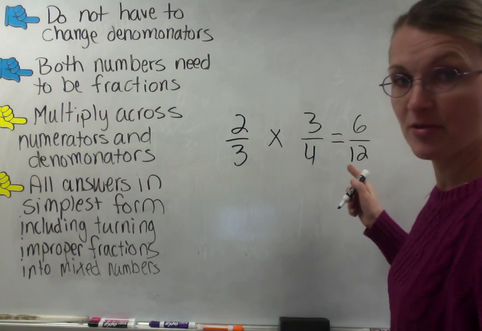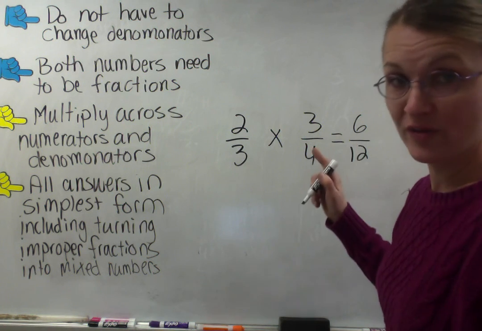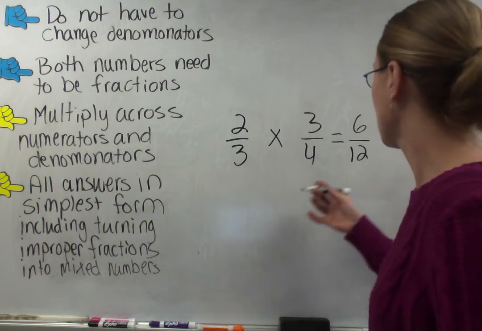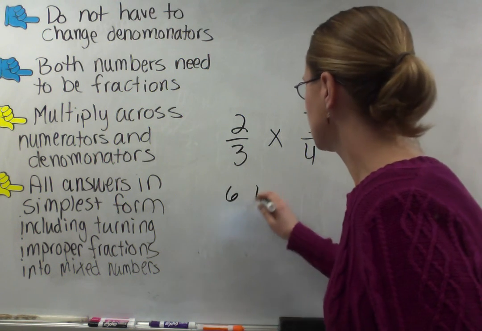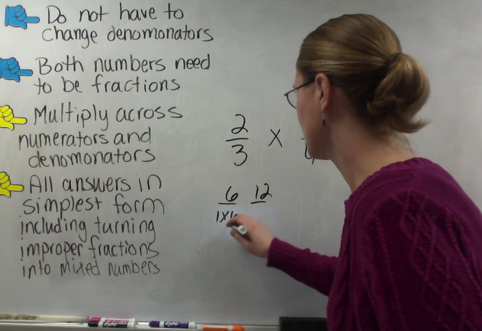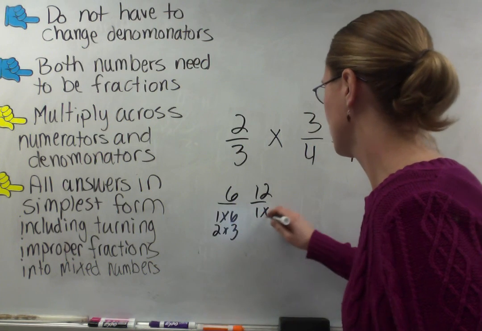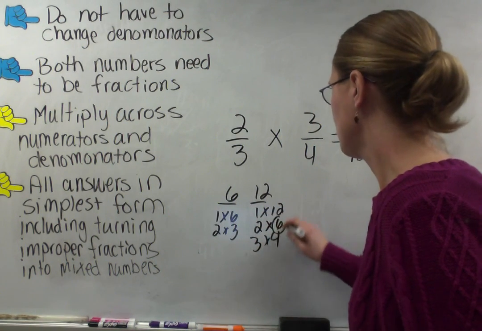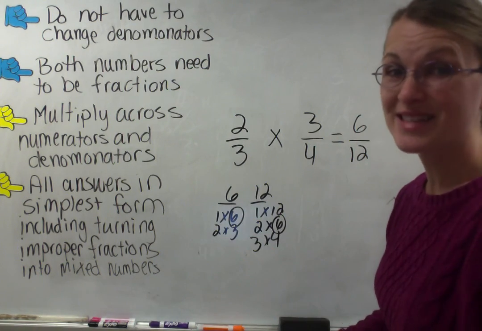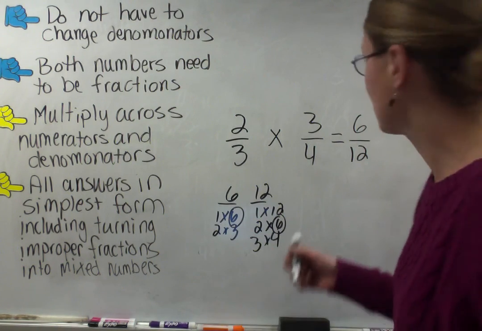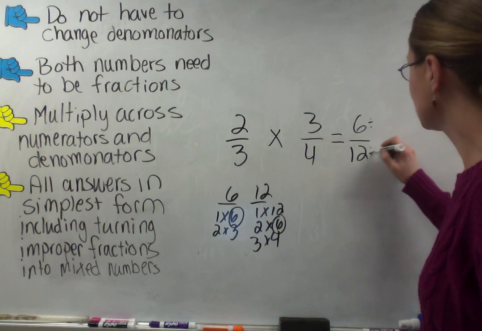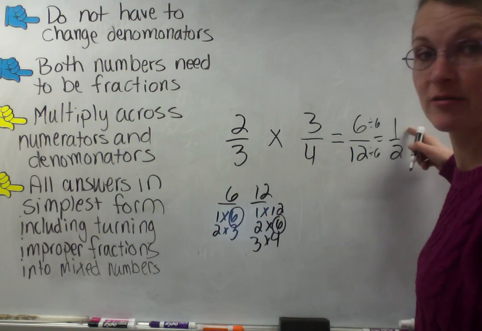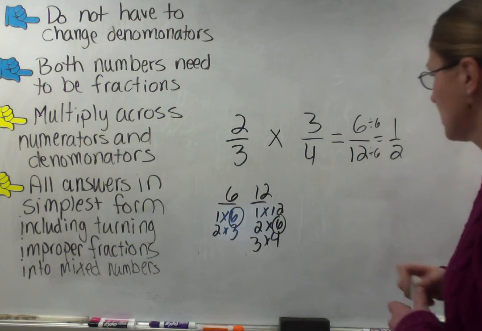So is there a number that both 6 and 12 can be divided by? Hopefully you know that they can both be divided by 6. And if not, you're going to find their factors, okay? So 6 and 12: 1 times 6, 2 times 3; 1 times 12, 2 times 6, 3 times 4. The biggest number they share is 6, and also 6 is half of 12, which means our fraction is going to be 1/2. So you divide them both by 6, and your simplest form is 1/2. And remember, whenever our numerator is 1, our fraction is in simplest form. All right, so there's that.